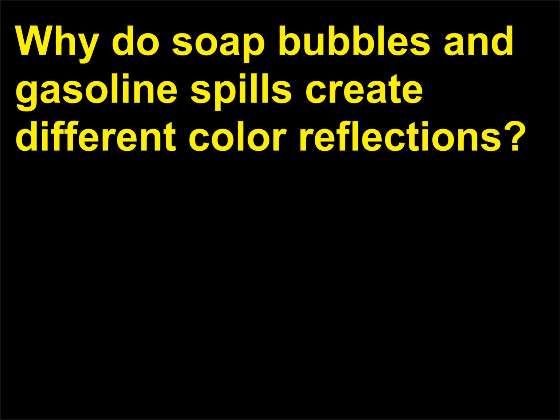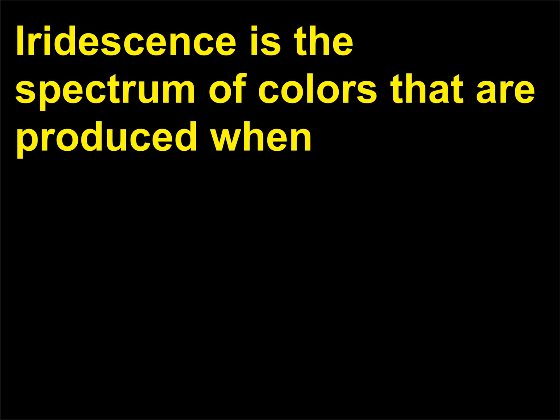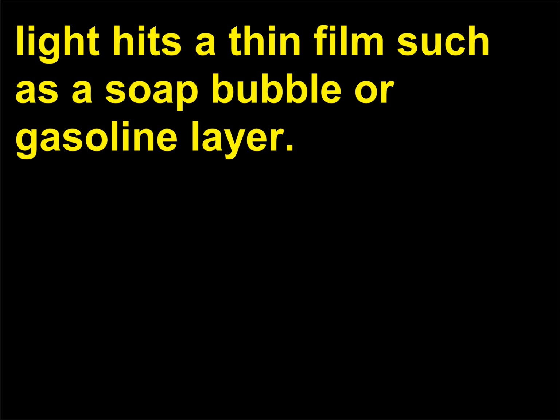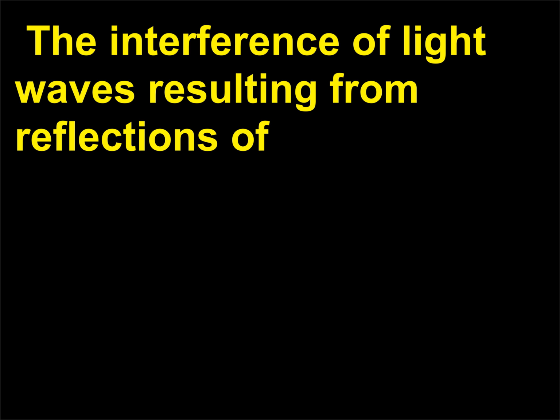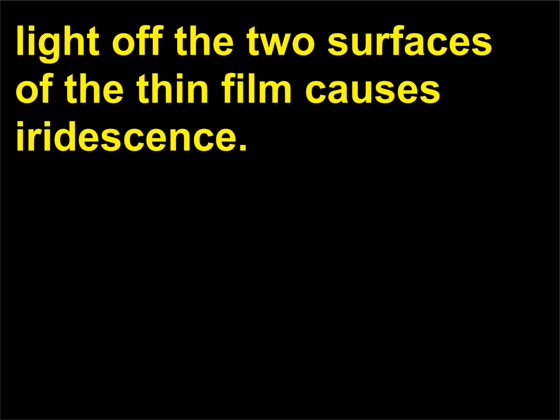Why do soap bubbles and gasoline spills create different color reflections? Iridescence is the spectrum of colors that are produced when light hits a thin film such as a soap bubble or gasoline layer. The interference of light waves resulting from reflections of light off the two surfaces of the thin film causes iridescence.